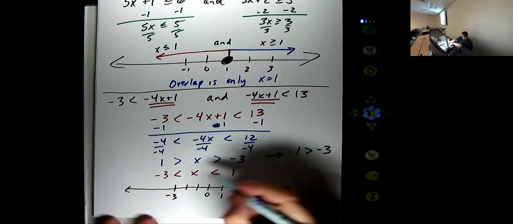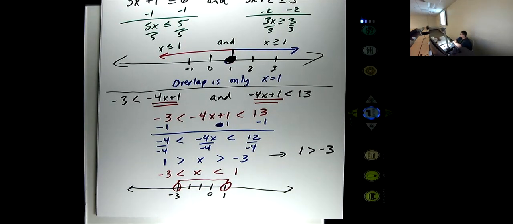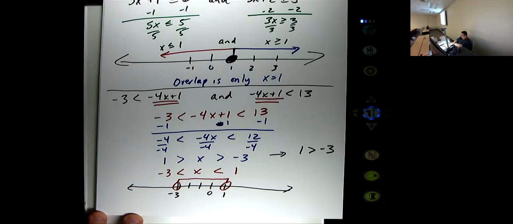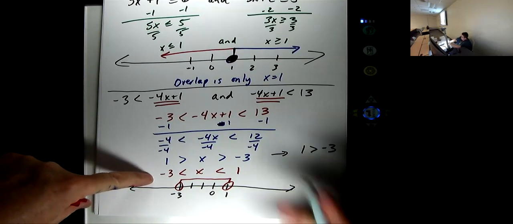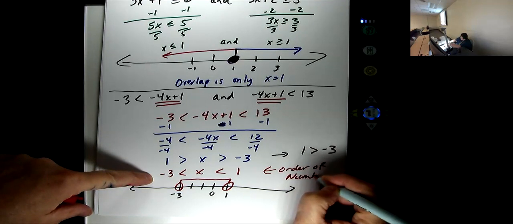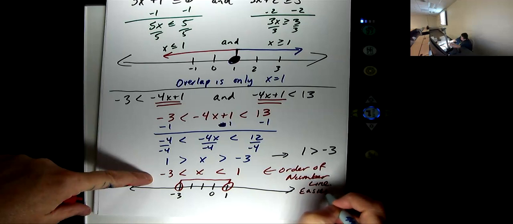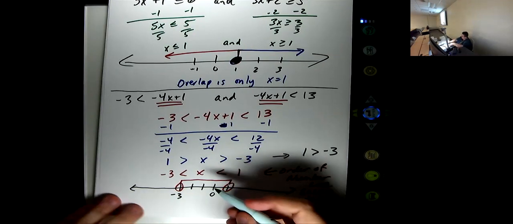Set up like this, it actually makes a sandwich. x is between them, so x will be between them on the number line. And if we do them in this order, they show up in the same order as the number line. So this is in the order of the number line. So it's easier to use. And when we write interval notation, it's set up for interval notation.